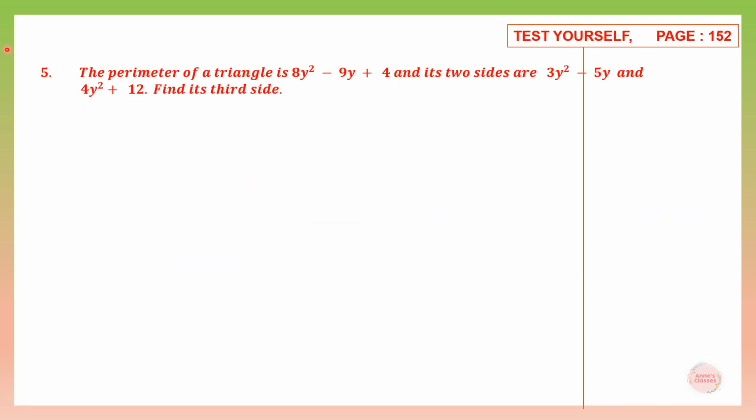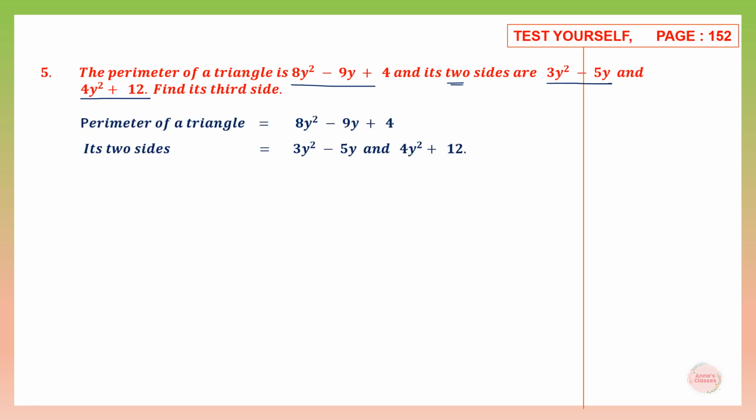Question 5. The perimeter of a triangle is given to us. This is the perimeter which is already given to us. And its two sides are, this is the first side and this is the second side. We have to find the third side. So the perimeter of a triangle is already given. The two sides also are given. The third side, we'll call it x. We don't know what the third side is.